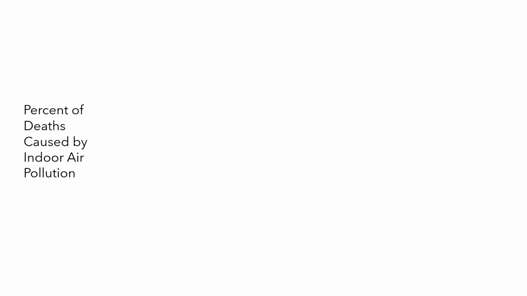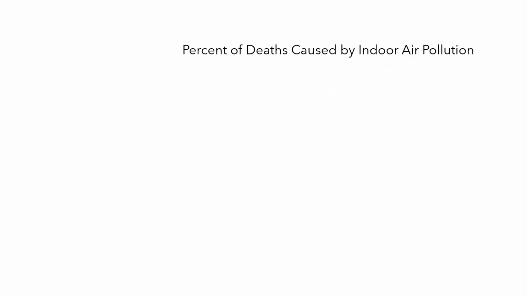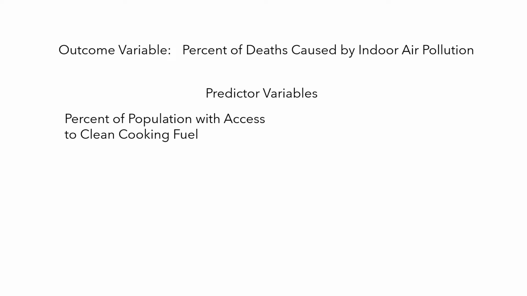In these videos, we have been considering the percent of deaths caused by indoor air pollution as our outcome variable, and we've considered several predictor variables. The percent of the population with access to clean cooking fuel had a linear relationship and a large coefficient of determination. But since r squared is less than 1, this variable doesn't, on its own, explain all of the variation in the outcome variable, so it might be beneficial to consider additional predictor variables.